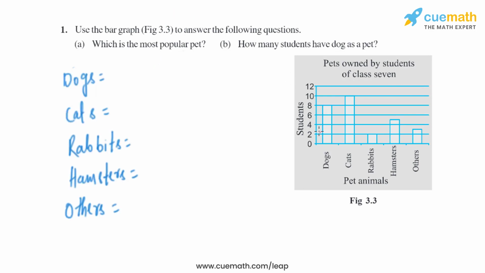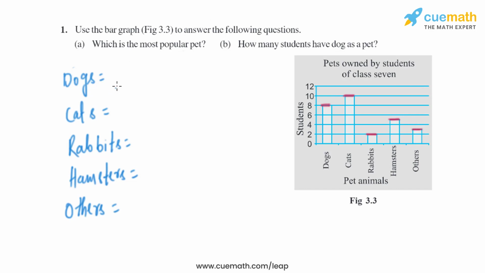Now if we look into the graph, there are 8 students who have dog and there are 10 students who have cat. Similarly, for rabbits, there are 2 students who have rabbit. For hamster, there are 5 students, and for others, there are 3 students.